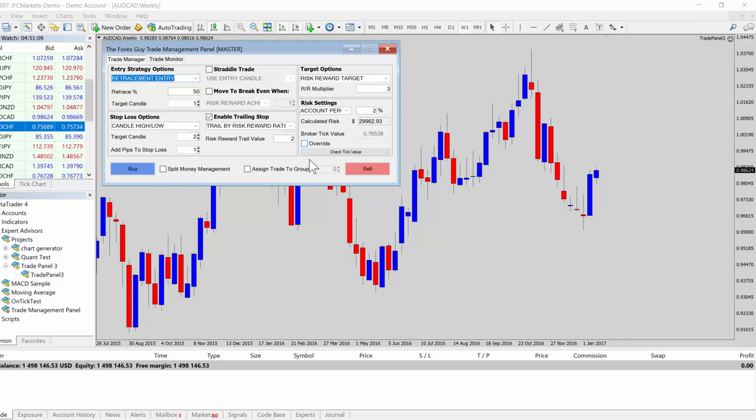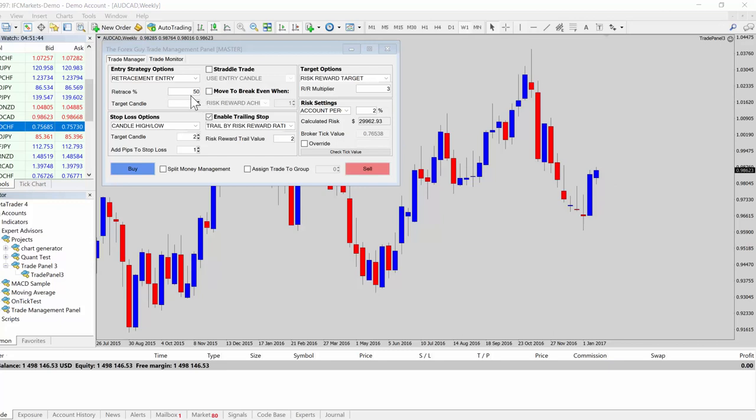Okay, first we start off with the retracement entry. Okay, we've got two options here. That's the retracement percentage and the target candle. So the target candle always, current candle is 0, then we count backwards 1, 2, 3, 4, etc. We just count backwards like that. So that's how you ID the candles. Candle 0 is the current open candle, 1 is the previous.